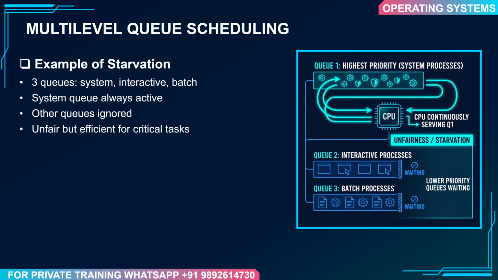Let us take a simple example to make this clearer. Imagine three queues. Q1 is for system processes with the highest priority. Q2 is for interactive processes. Q3 is for batch processes. Suppose Q1 always has at least one process. In that case, the CPU will continuously serve Q1 and the other queues will remain waiting. This is efficient for critical tasks but unfair for lower priority processes.